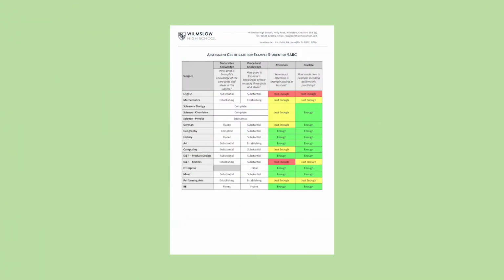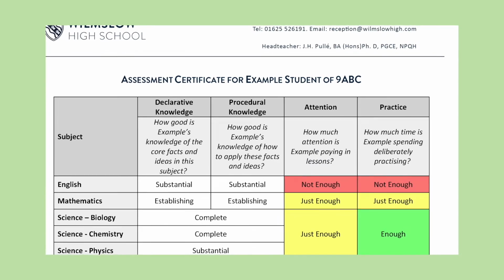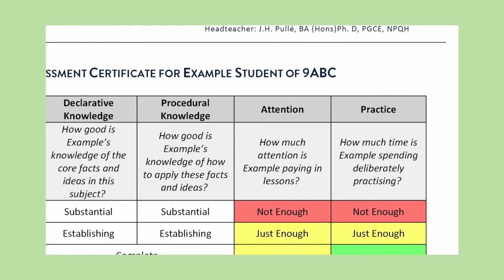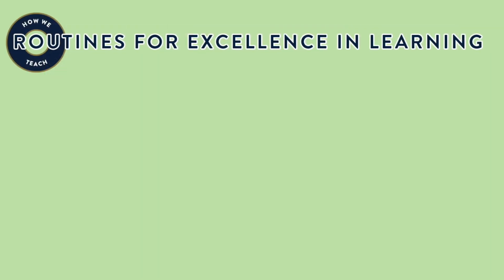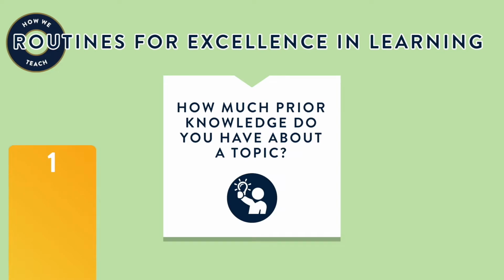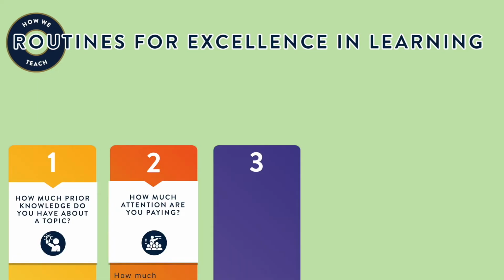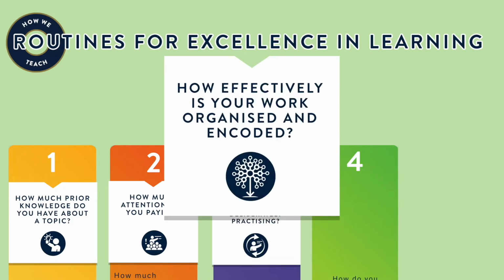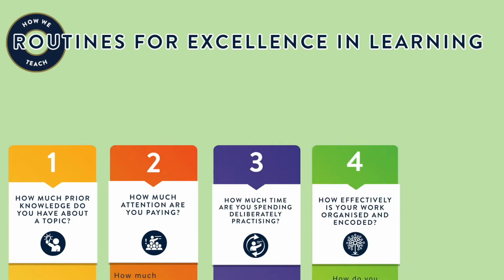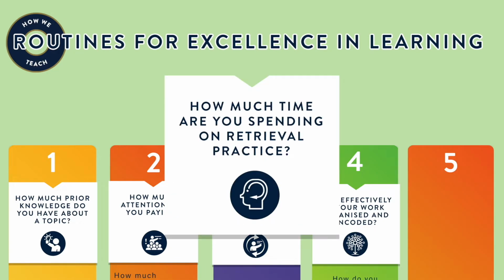Let's turn our attention now to the right-hand side of your certificate, and at the top of those columns it says Attention and Practice. We spoke to you earlier in the year about the 5 routines for excellence in your learning: thinking about your prior knowledge, how much attention you're paying, the amount of time you spend deliberately practicing, how well your work is organised, and the amount of time you're spending on retrieval practice.